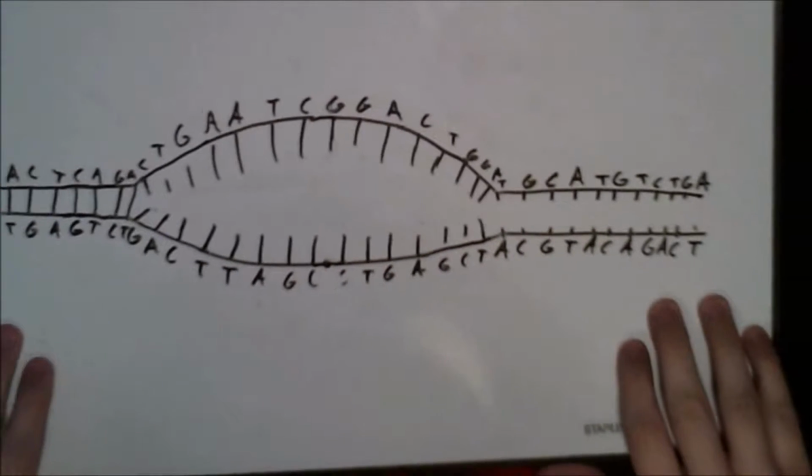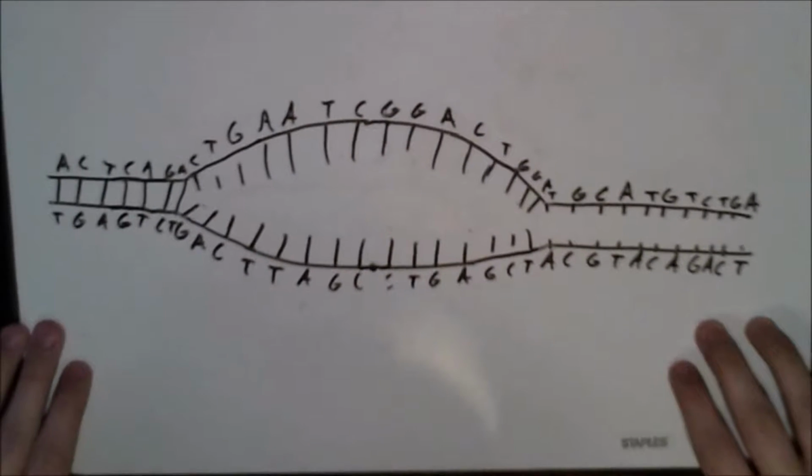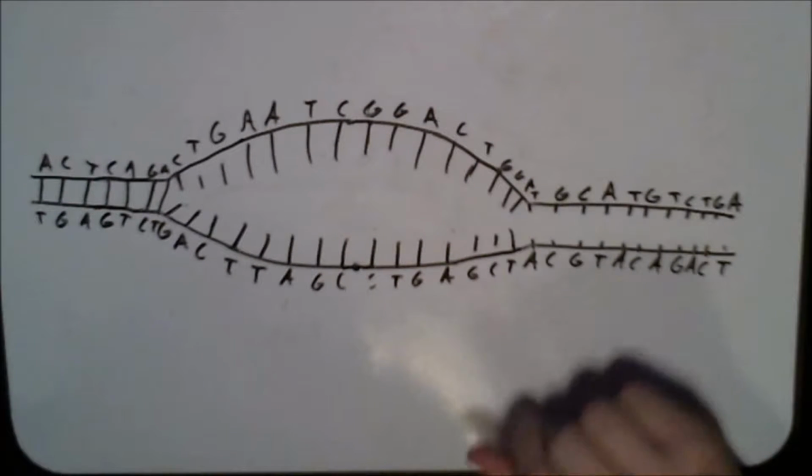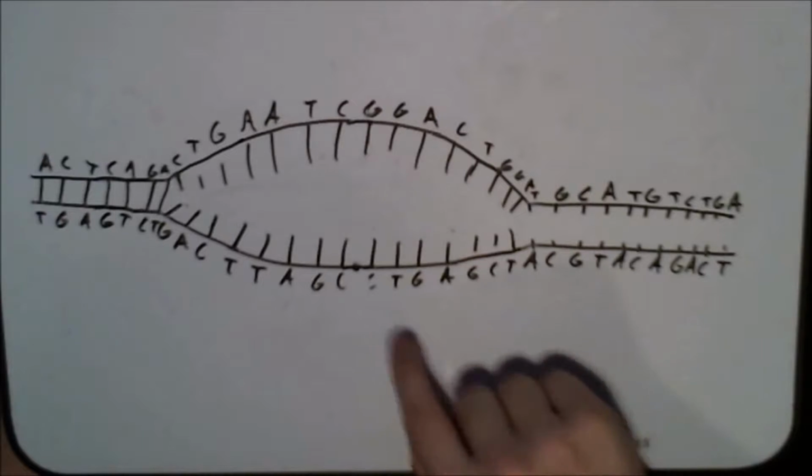So DNA replication is a process that occurs in every cell whenever it goes through cell division, which I may talk about a little more in depth in another video. Today I want to focus on just this.